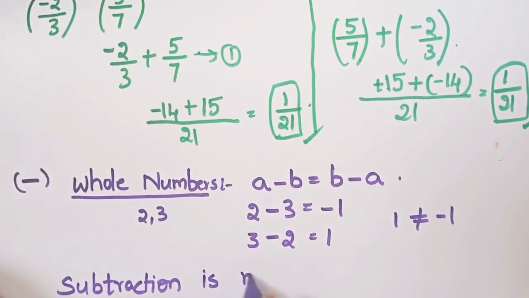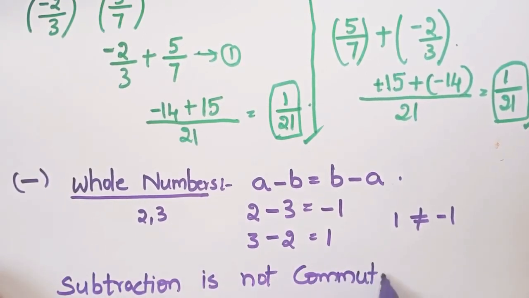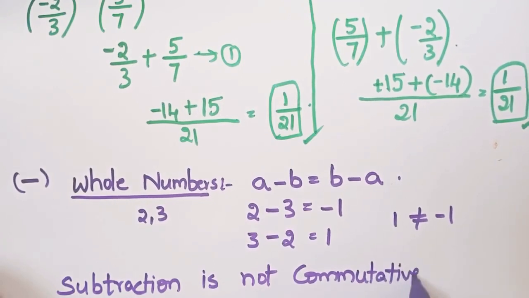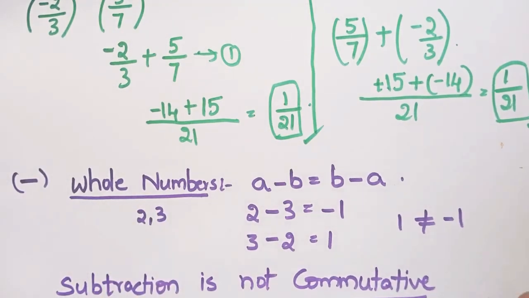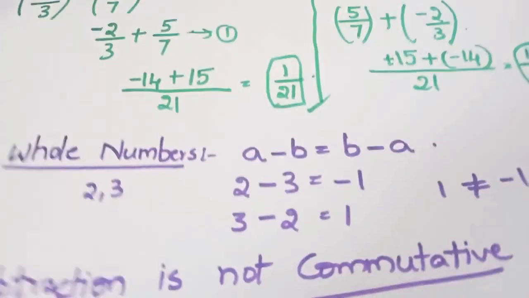Subtraction is not commutative for whole numbers. Let us check the same thing with our integers.